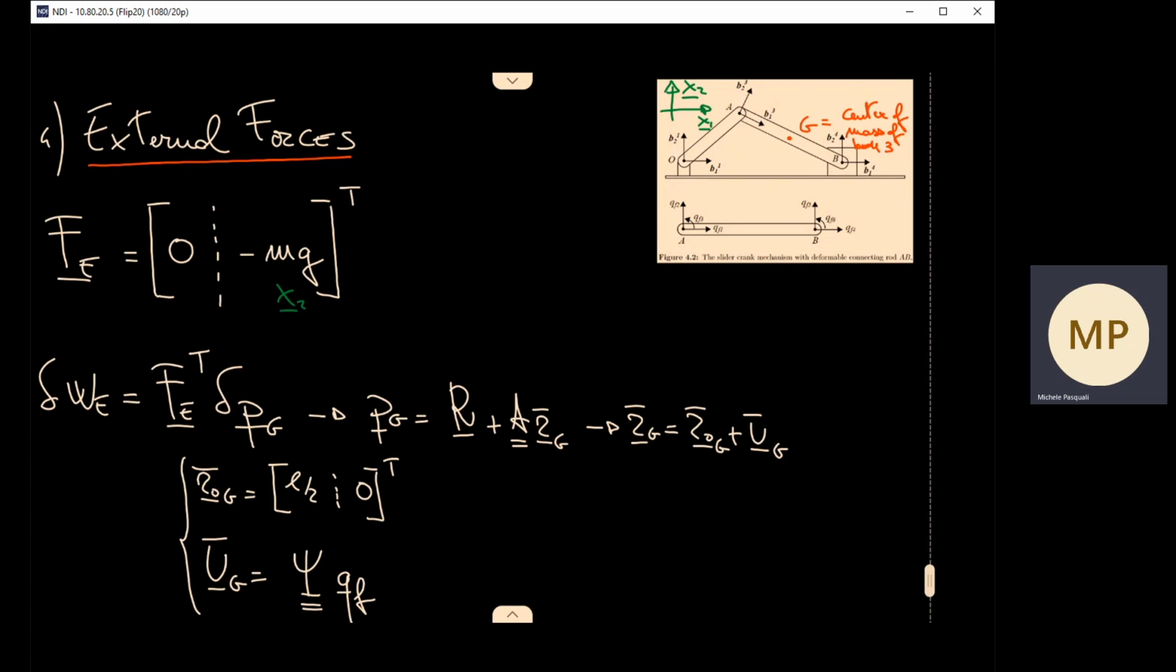But this is very general. So why is it G? Well, in these two terms, we have seen that the space dependence is on Psi. It's not on QF. So I will rewrite it like so: Psi at zeta equal to 0.5 times QF. Okay? This is the displacement induced by deformation of point G.